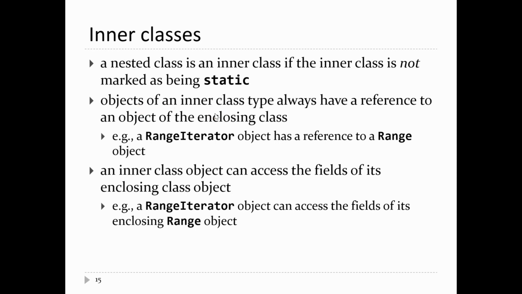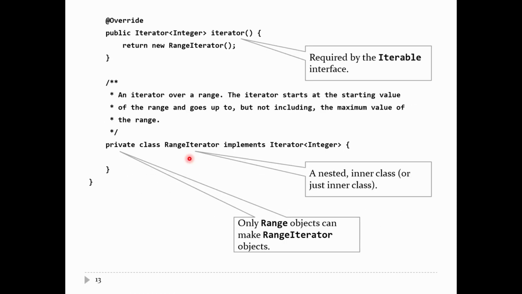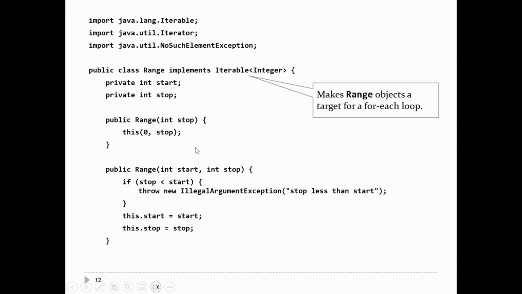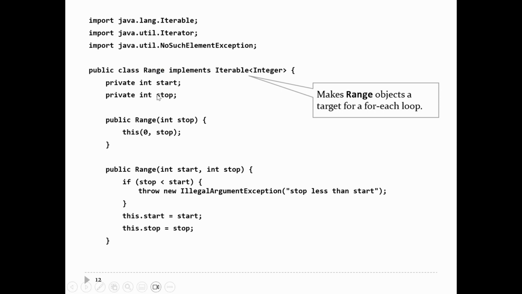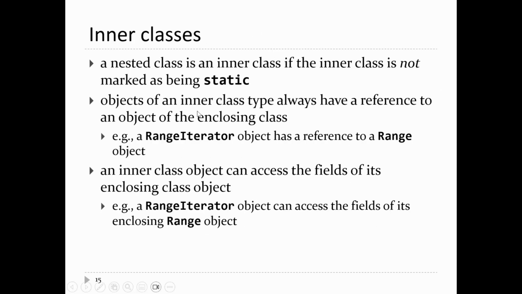Objects of an inner class type always have a reference to an object of the enclosing class. What does that mean? If you look at that sentence on its own, it seems kind of confusing. All that means is that range iterator is an inner class, so every range iterator object has a reference to its enclosing range object. For a static class, that's not the case. We'll see that later on in the course. Because the class is not static, our range iterator always has a reference to the range that it's iterating over.